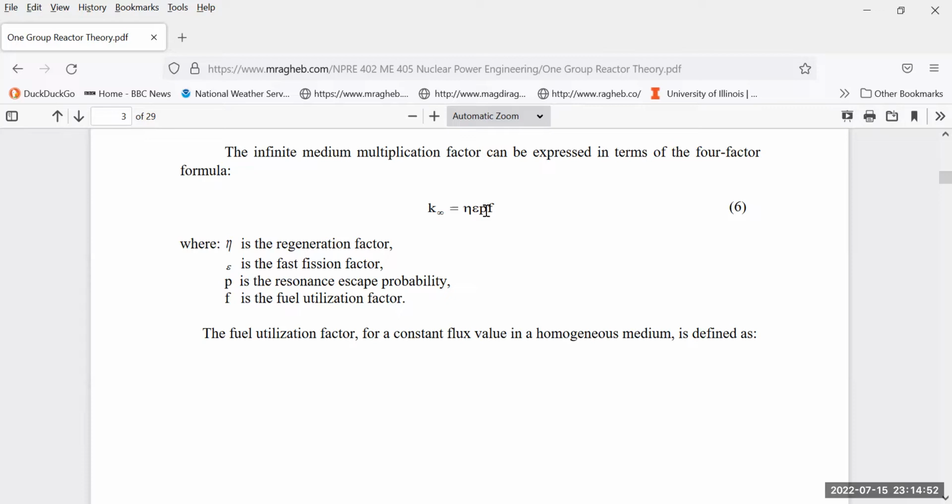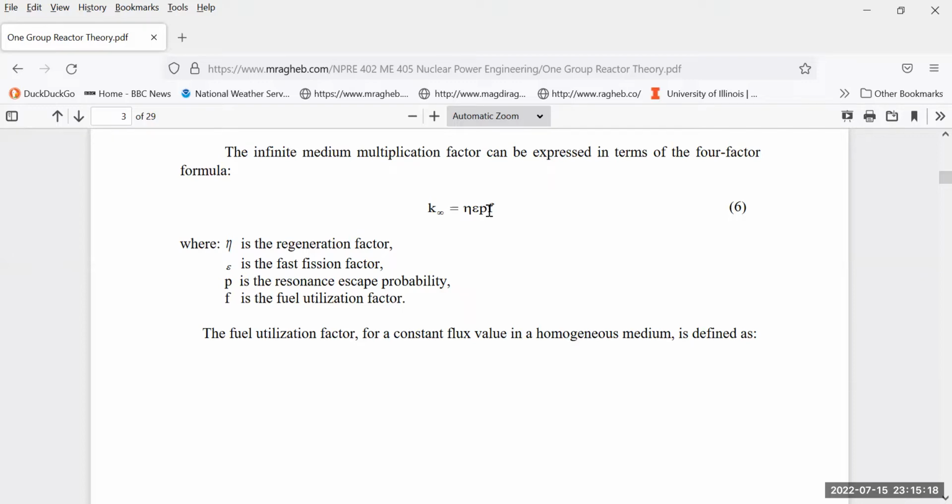And they have to escape being absorbed in the resonances, because if they are absorbed in the resonances, they form, with uranium-238, say, or uranium-235, another isotope like uranium-236 or plutonium-239. In that case, they are not available for the fission process. So we designate that factor as the resonance escape probability.